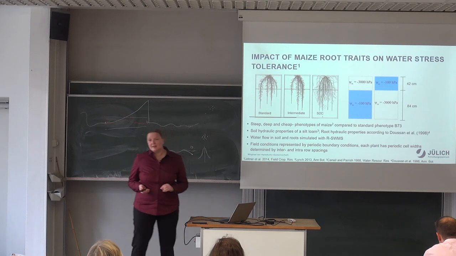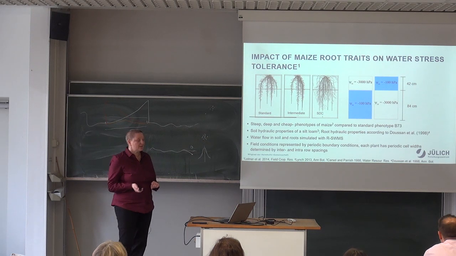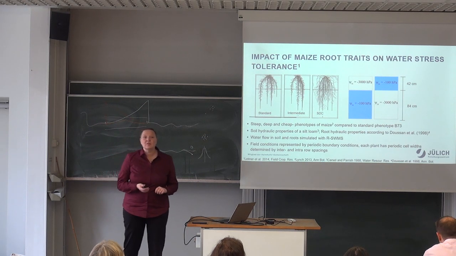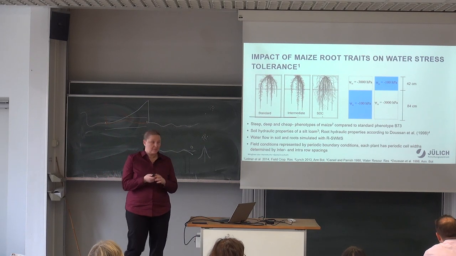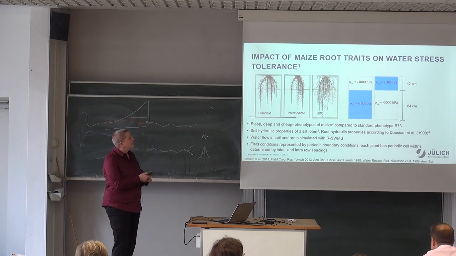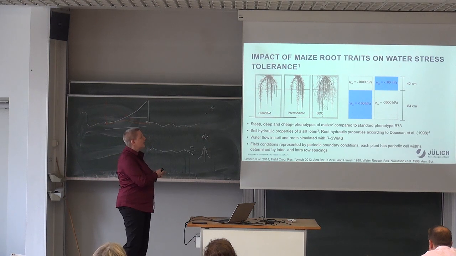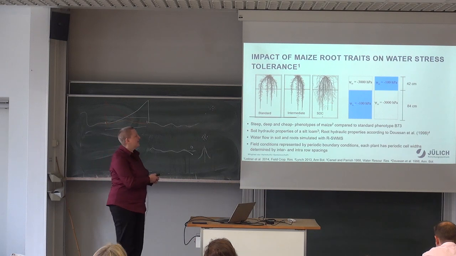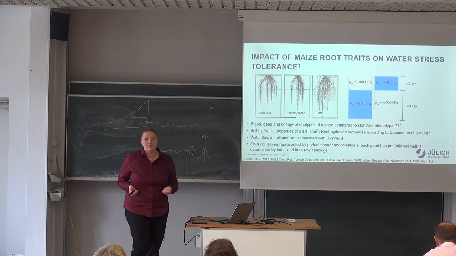The second example I would like to show you is a simulation we did regarding the effect of maize root traits on water stress tolerance. I show this because it is an example of how we use the model mimicking field conditions. First, let's discuss the setup. We have 3 different maize phenotypes: a standard one, a steep, deep, and cheap phenotype according to Jonathan Lynch, and an intermediate phenotype. Steep, deep, and cheap is supposed to be a root system which is less prone to drought stress.